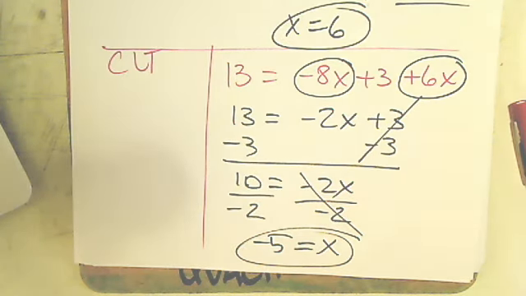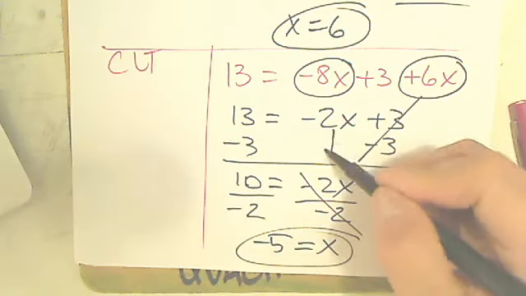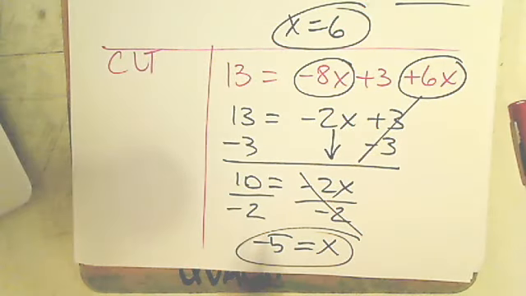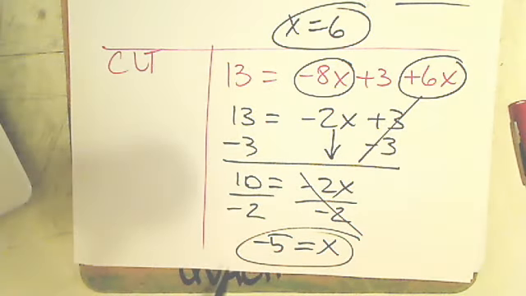Questions? Yes? How did you work it out to where you got, I take away 3 on both sides, right? I get 10. Bring that, right. Yeah, because it's on the other side. Got to bring that down. 10 divided by negative 2, negative 5.